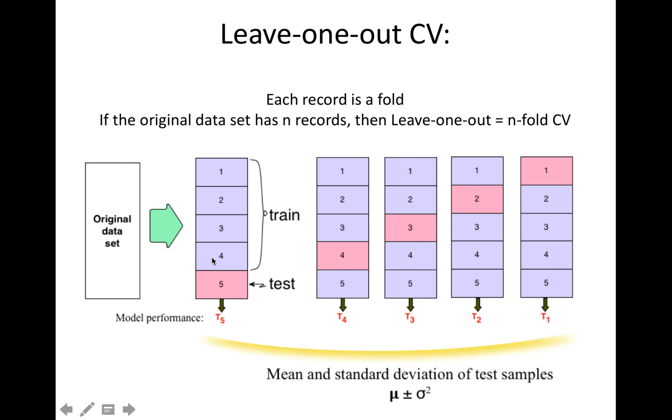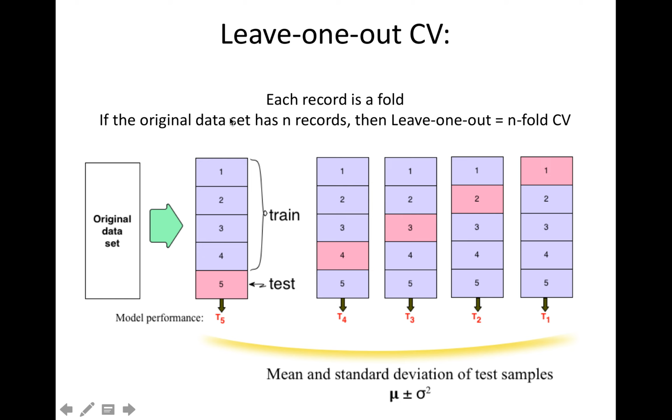Just briefly, this is a slide from Data Science for Business. It talks about five-fold cross validation. But without changing this diagram, I just want to talk about leave one out validation, or leave one out cross validation. Essentially, it's the most extreme case of cross validation, which happens when you cut each record in the whole data set into a fold.